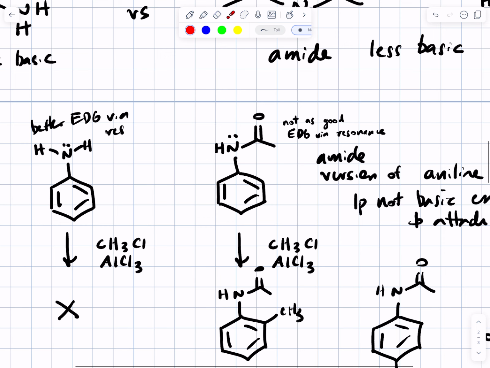Why is this not a withdrawing group? Because you don't have a pi bond between the nitrogen adjacent to the ring and something that's electronegative. There's no way to draw a resonance structure where you push electrons out of the ring onto that nitrogen. Okay?